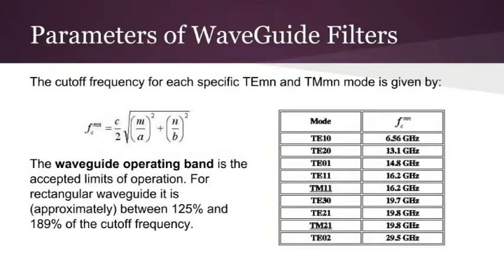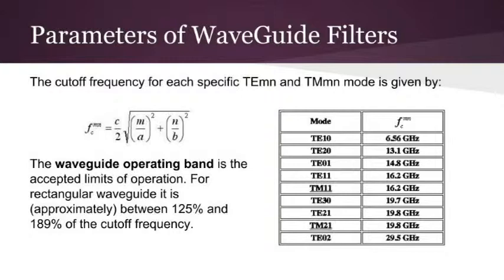The waveguide operating band is the accepted limits of operation. For rectangular waveguides, it is approximately between 125% and 189% of the cutoff frequency. For example, if the cutoff is 6.56 GHz, then the accepted band of operation is 8.2 to 12.4 GHz. Remember, at the lower cutoff, the guide simply stops working. The guide wavelength is the wavelength measured longitudinally down the waveguide depending on the mode of transmission. It's always longer than the wavelength of an electromagnetic wave of the same frequency in free space.